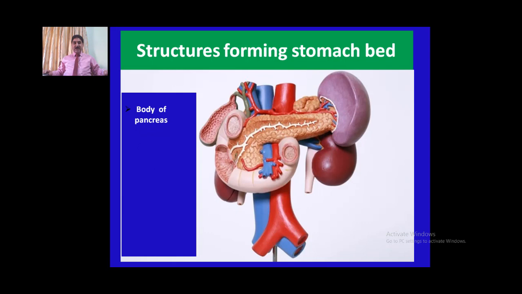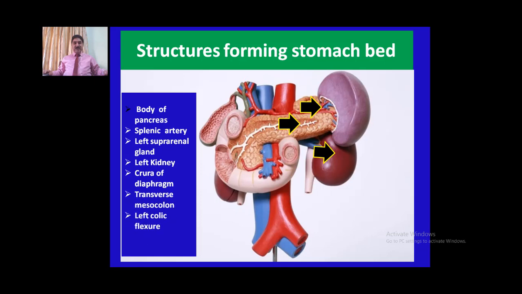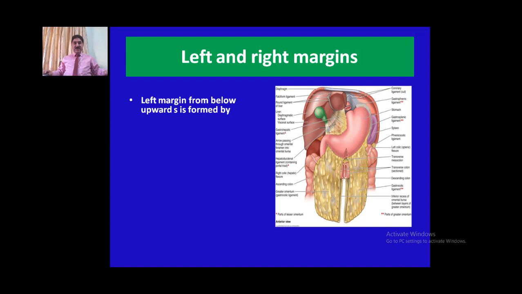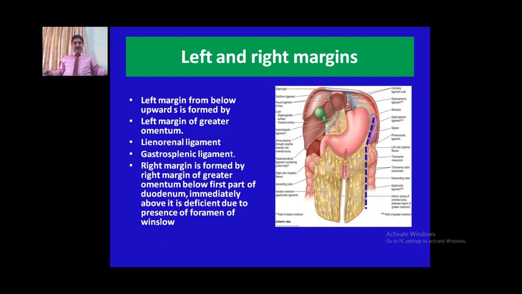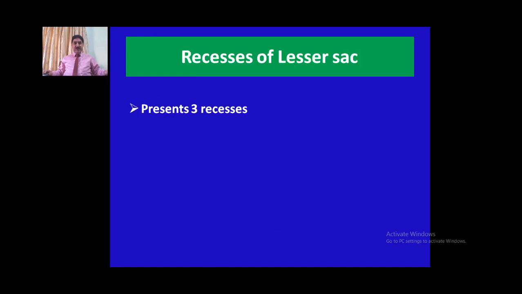Structures forming the stomach bed are the body of the pancreas, splenic artery, left suprarenal gland, left kidney, crura of diaphragm, transverse mesocolon, and left colic flexure. The left margin of the lesser sac from below upwards is formed by the left margin of the greater omentum, lienorenal ligament, and gastrosplenic ligament. In contrast, the right margin is formed by the right margin of greater omentum below the first part of the duodenum. Immediately above it is deficient due to the presence of the foramen of Winslow.